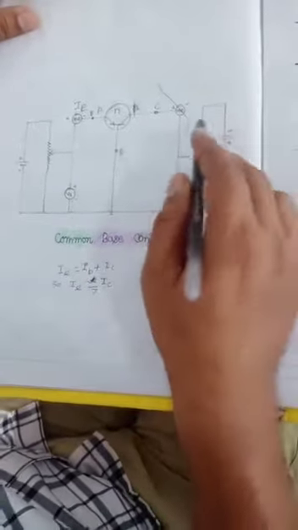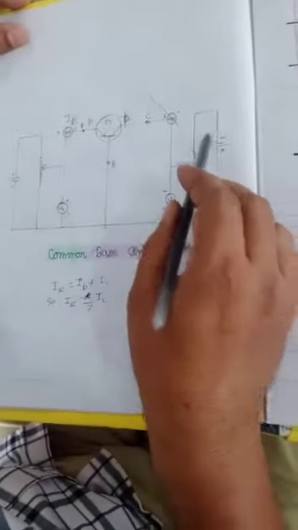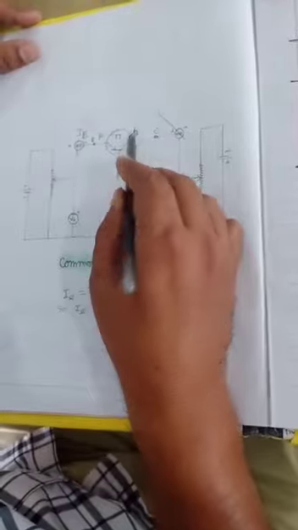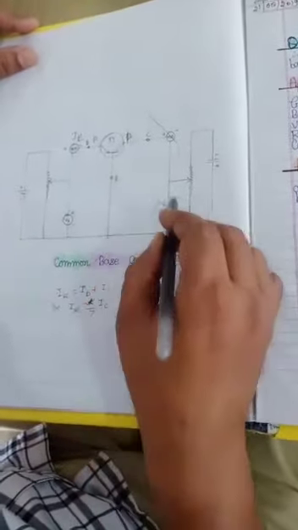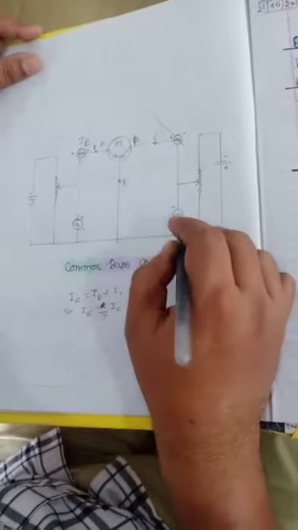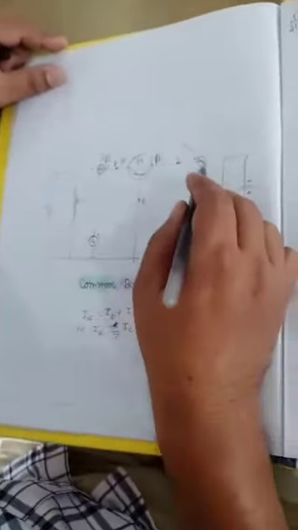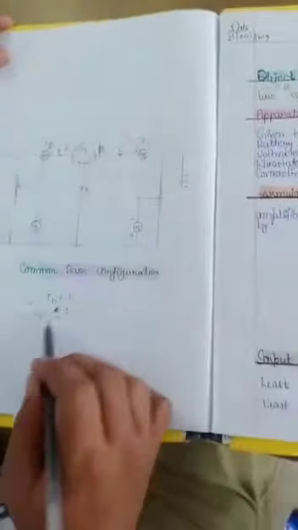And the collector base junction is connected in reverse bias. Here the collector is P type. It is connected to the negative terminal of the battery and the base is connected to the positive terminal of the battery. Here the voltmeter VC measures the collector voltage and this milliammeter measures the collector current, that is IC.